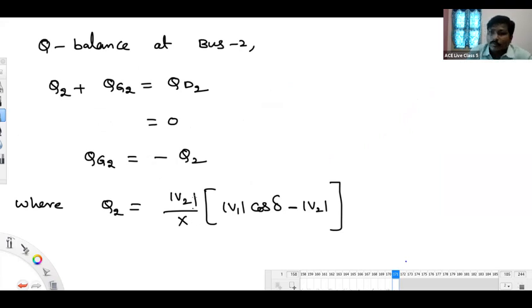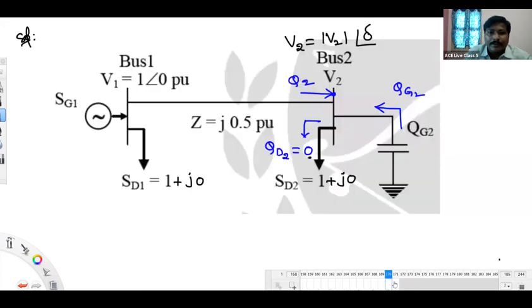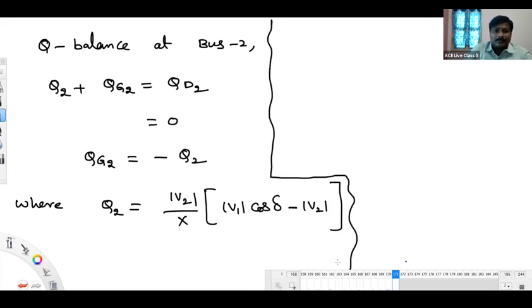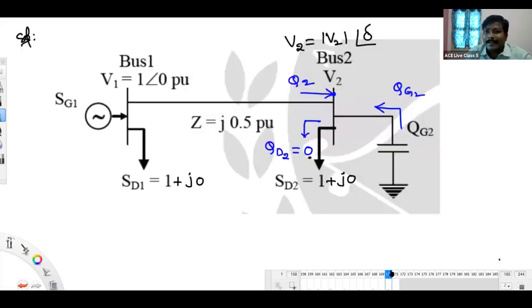So let's keep the numbers. V2 is 1, X value 0.5, V1 is 1 and V2 is 1. Delta is unknown. How to get the delta angle now? Kindly look here.